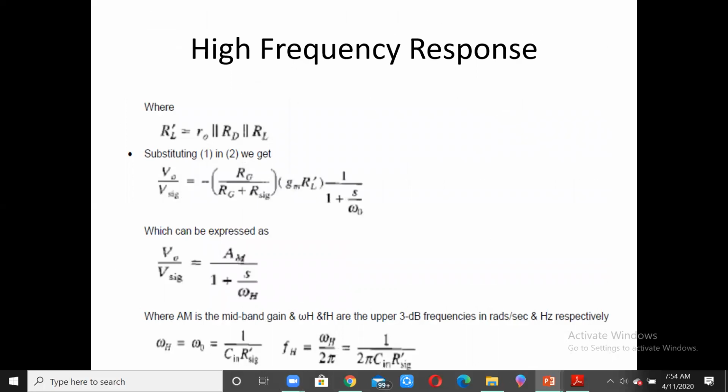So we would like that FH should be very large. If FH is very large, Cin should be small, R sig dash should be small. R sig dash should be small means R sig itself should be small, and Cin small means naturally CGD should be very small, because CGD is multiplied by 1 plus gmRL dash, which is almost equal to the midband gain. So we would like that the midband gain is large, but CGD, if it is small, then only the FH will be large. Otherwise, FH will get lower.